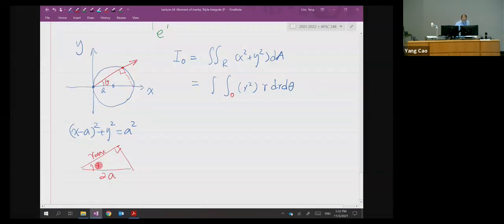So can anybody tell me what will be r max, expressed using 2a and theta? That should give you 2a times cosine theta. So this is where you put 2a times cosine theta.